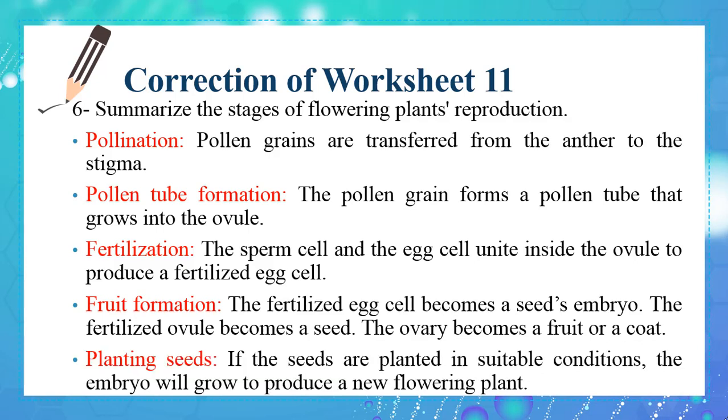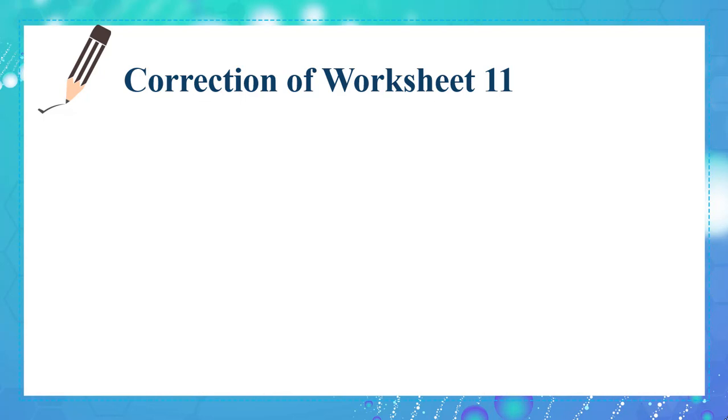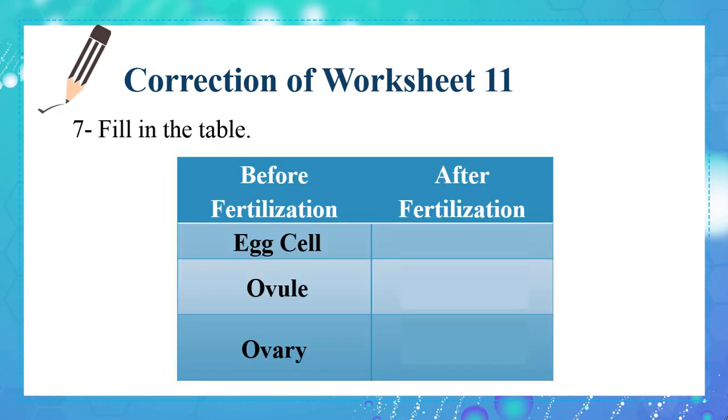Finally, the last stage is planting seeds. If the seeds are planted in suitable conditions, the embryo will grow, producing a new flowering plant. The egg cell after fertilization changes into a seed's embryo, or simply embryo. The ovule changes into a seed, and the ovary changes into a fruit or a coat.